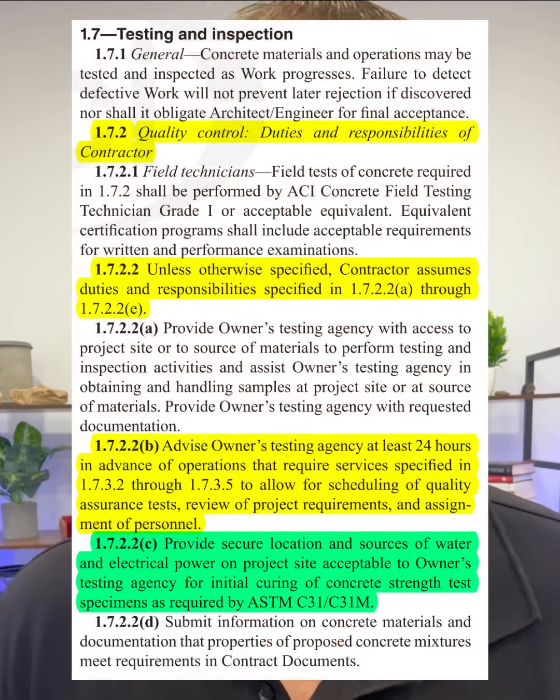So let's look at what 301 says about the responsibilities of curing concrete cylinders. Here in section 1.7, testing and inspections, it lists the responsibilities of the contractor. And in section 1.7.2.2, it says: provide a secure location and sources of water and electrical power on project sites acceptable to the owner's testing agency for initial curing of concrete strength test specimens.